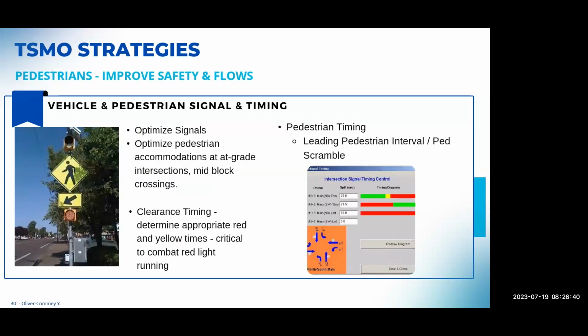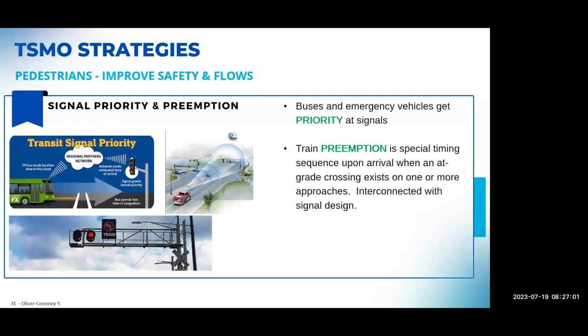Same idea with the pedestrian signal timing. We've moved on from always just saying, okay, let's just take the pedestrians off the road. They deserve to be at the at-grade intersection. And so we come up with different strategies. Sometimes we let the pedestrians go first before the vehicles, just so that they can also get a chance.